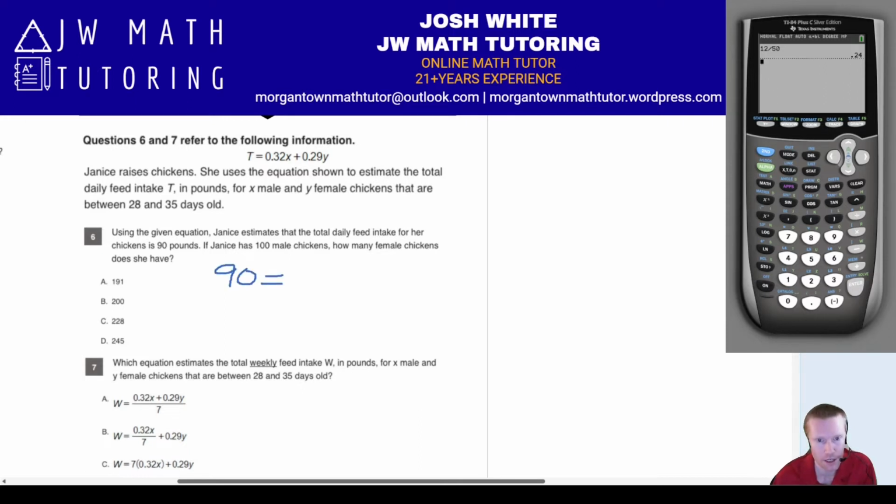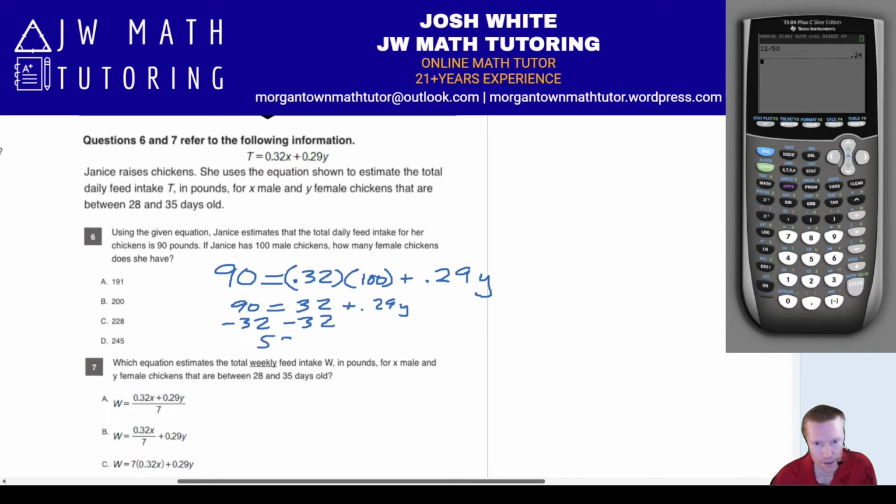So T is just 90, and you're told there are 100 male chickens. So that means that X is just equal to 100. And you're asked for the number of female chickens, so you are asked for the value of Y. So this turns into a basic linear equation you could solve. If you multiply 100 by 0.32, it's just 32. So you get 90 equals 32 plus 0.29y, and then you could just subtract 32, and you get 58 equal to 0.29y, and then you just divide both sides by 0.29. Y comes out to 200. So the correct answer is going to be letter B.